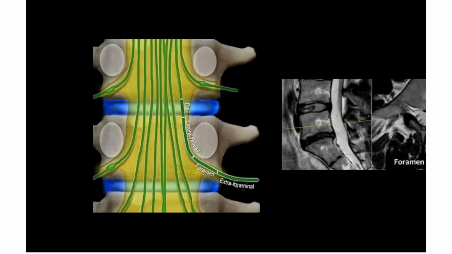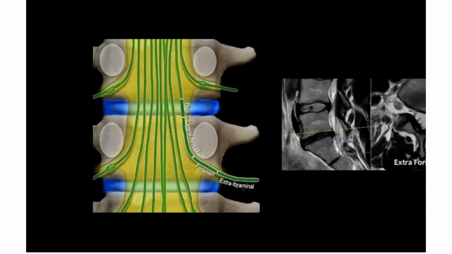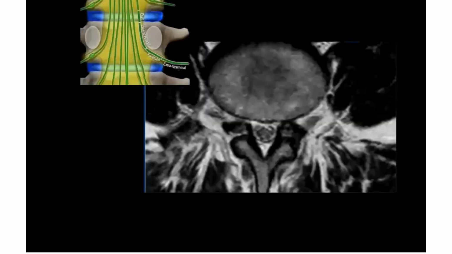Now again from this part, you can see this is the exiting root over here, exiting out of the foramen. These sections are very important because at times, now look at this. Where is this section taken from? It is taken somewhere from the upper end plate. We don't know if it is L5-S1, we don't know that, but we know that it is taken from the upper end plate, because what we see here is that the exiting root is out and we can see the thecal sac over here.